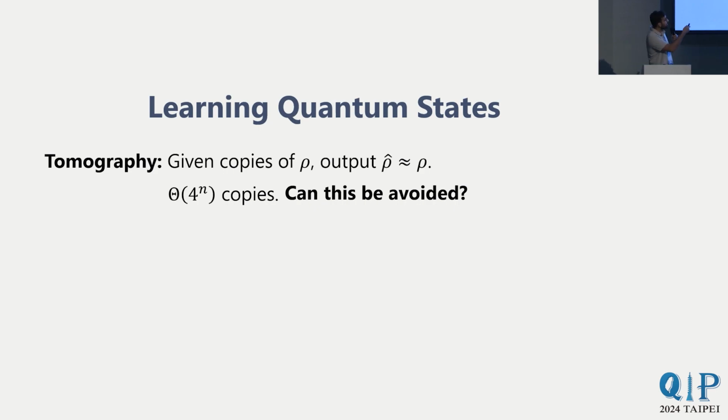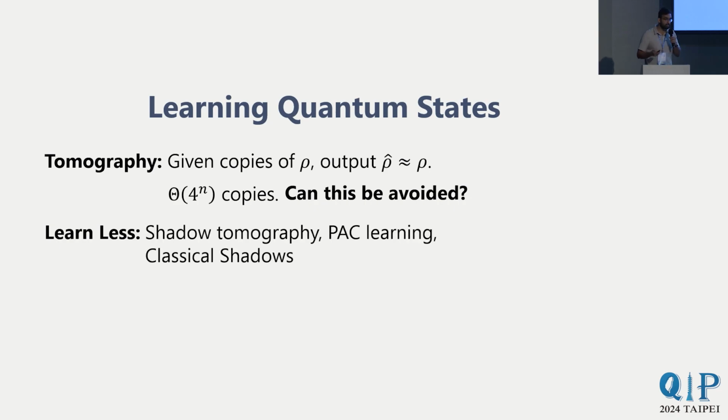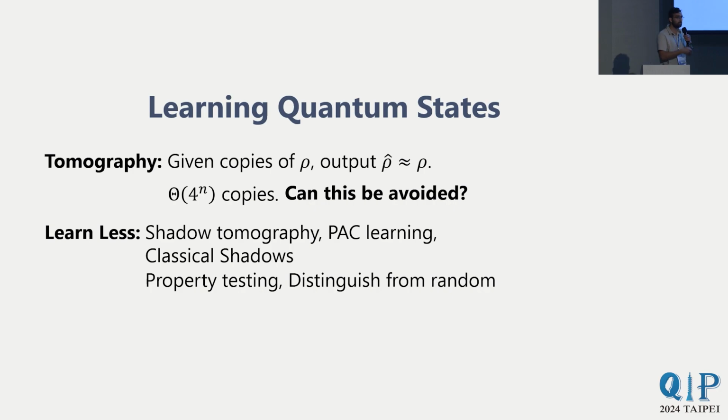And the literature that addresses this question breaks into two broad categories. The first thing you can do to avoid the scaling is to just learn less about your state. So instead of recovering the entire density matrix, maybe you have a list of observables and you just want expectation values with respect to those observables. This is studied in shadow tomography, classical shadows, and PAC learning of quantum states. Or you could even try to recover less, like you could try to see if your state has some property. You're just trying to output yes or no. Or you could do even less and just distinguish your state from a Haar random one.